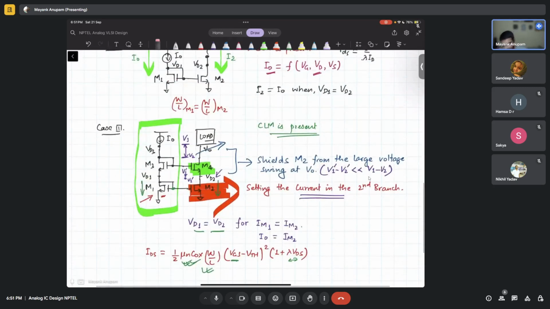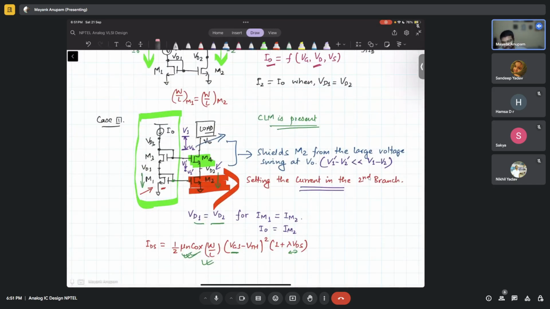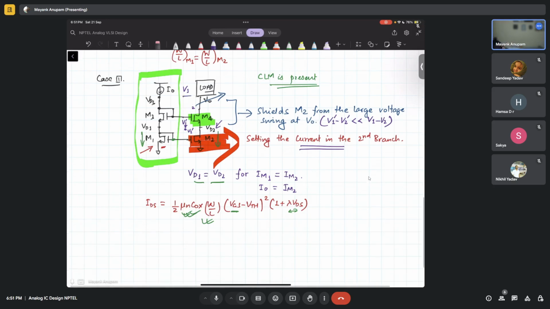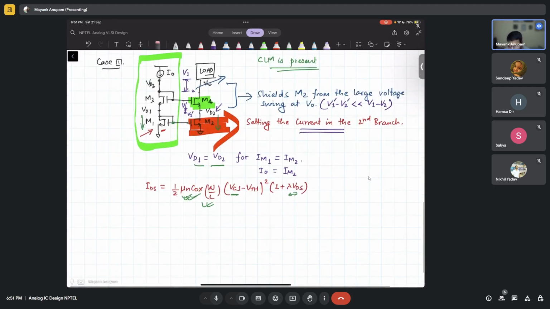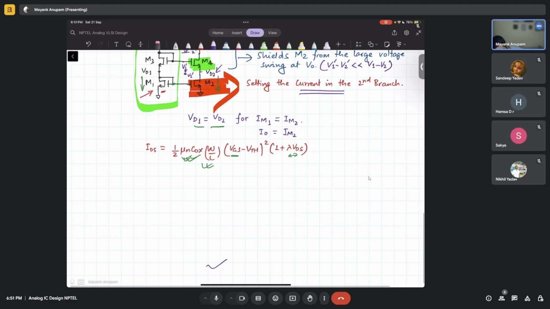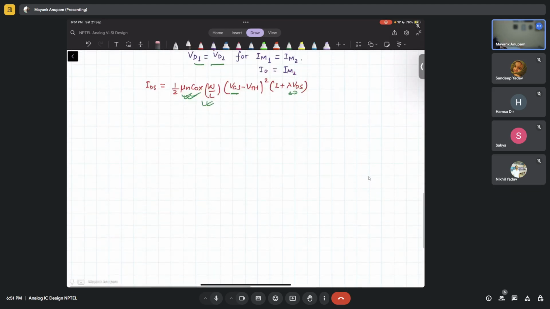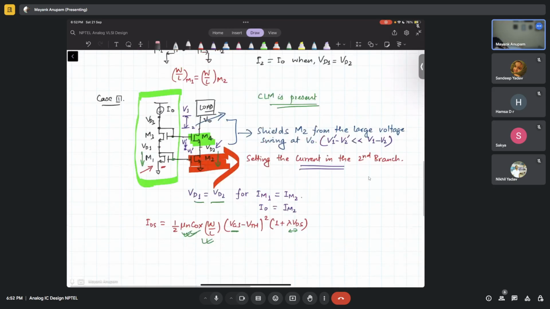Now let's say this is not enough for you. You want to make it even better, because see, there is some swing at the output side. You have a large swing, and that is reduced to a very small swing here, right? But still there is some swing here, right? Let's say you're not happy with this performance. So what you can do is go one step further. What can you do?